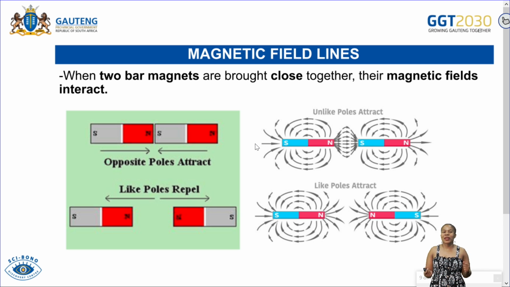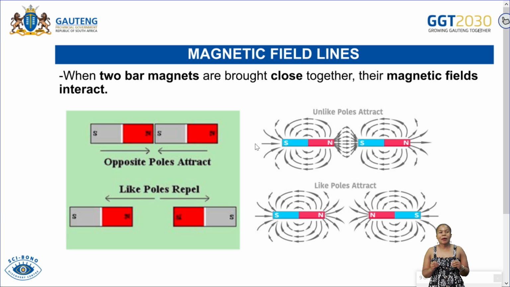But if we bring the like poles, meaning the same, like we're bringing the north as well as the other north, what you'll find is that their magnetic fields interact and they repel away from each other. So this magnet will then push the other magnet on the other side. They will not attract each other because they are the same. So it's north and north, and then it's south and south.